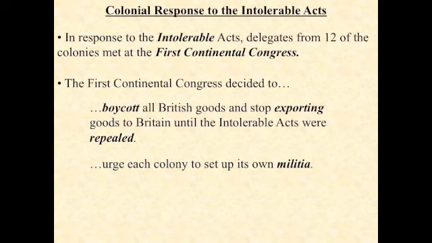The colonists are not going to take the Intolerable Acts lying down. They are going to fight back. And the best way to fight back is to unite. So, you have delegates from 12 out of the 13 colonies that joined together in their first meeting called the First Continental Congress. During this fabulous meeting, they decided they are going to boycott all British goods.